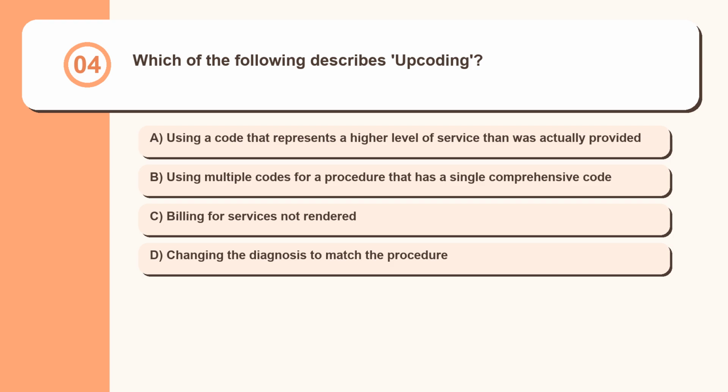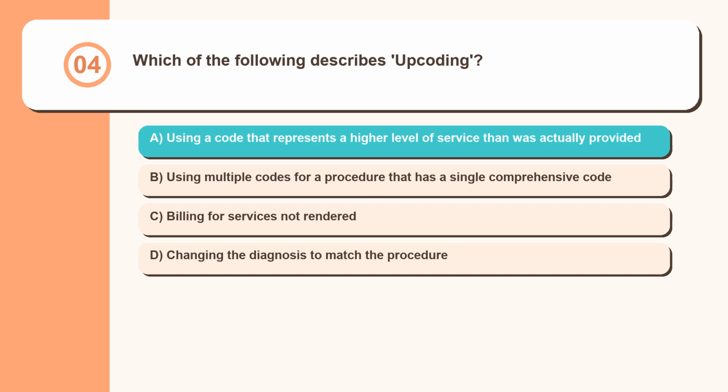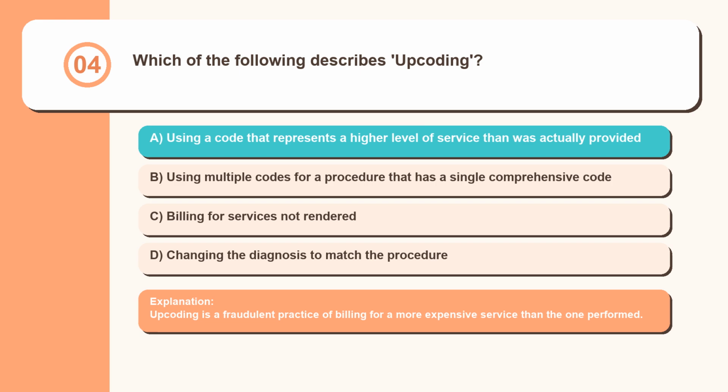Question 4. Which of the following describes upcoding? Using a code that represents a higher level of service than was actually provided. Using multiple codes for a procedure that has a single comprehensive code. Billing for services not rendered. Changing the diagnosis to match the procedure. Upcoding is a fraudulent practice of billing for a more expensive service than the one performed.